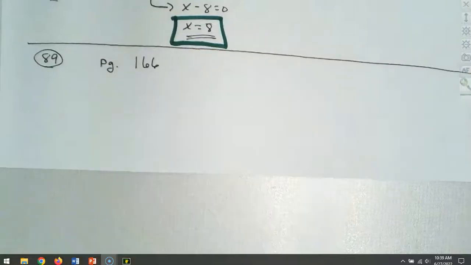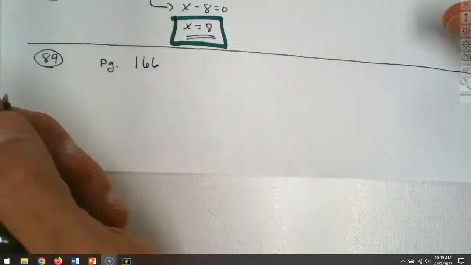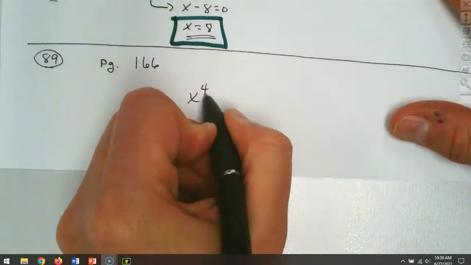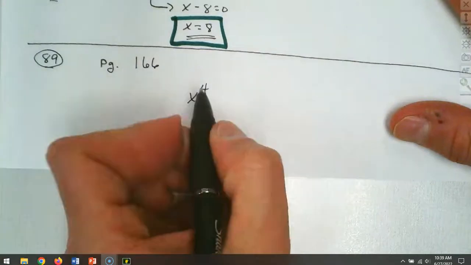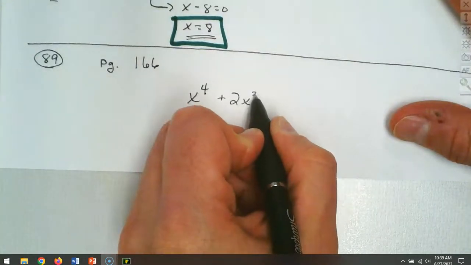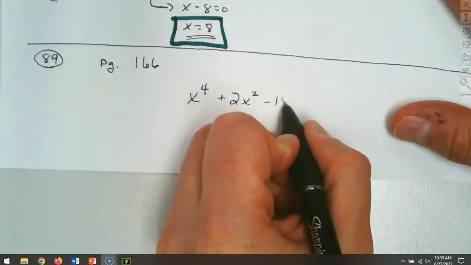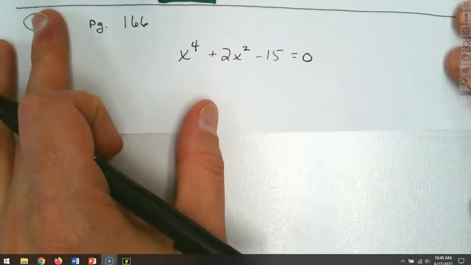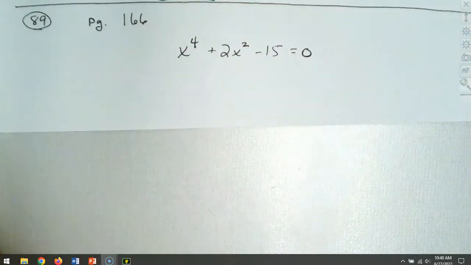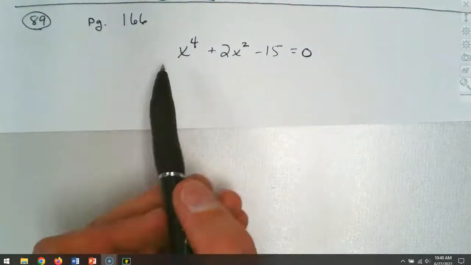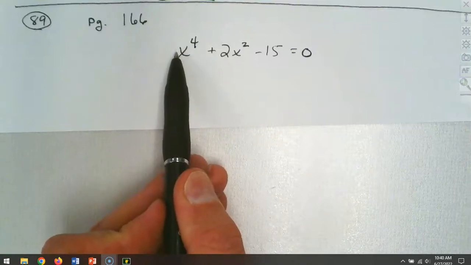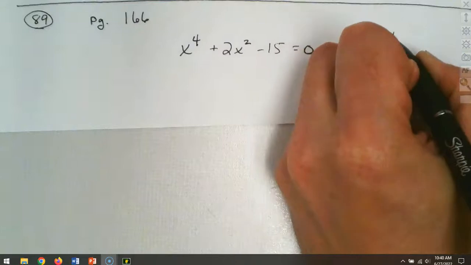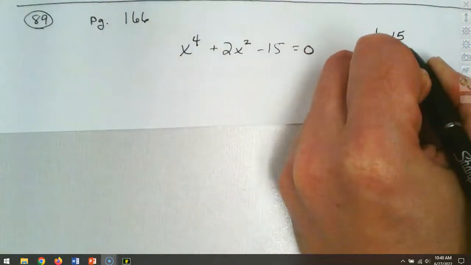Let's go ahead and look at this one, question 89 on page 166. What we've got is x to the fourth plus 2x squared minus 15 equals 0. Now we're going to factor this just like this was just an x squared and an x. So first times the last, there's no number here, so we take 1 times negative 15. That makes it negative 15.